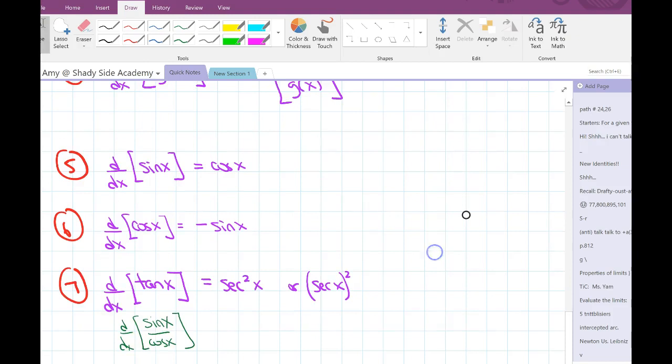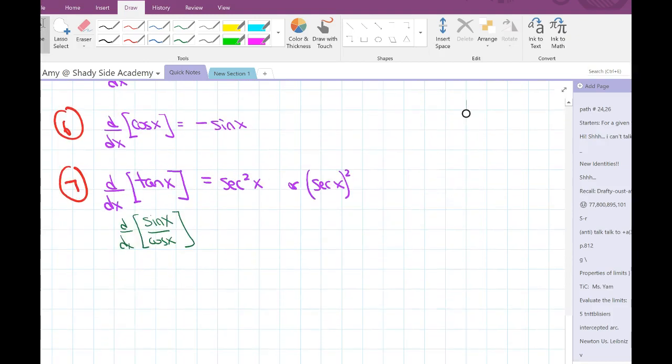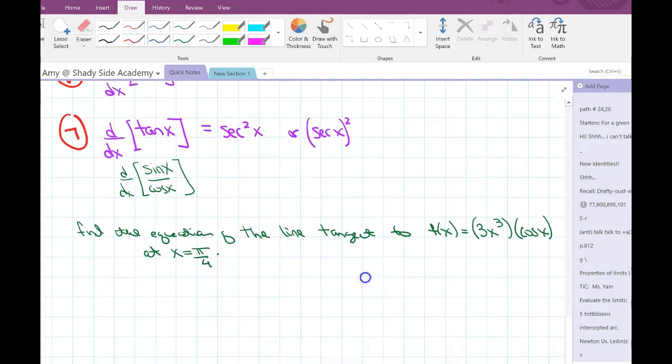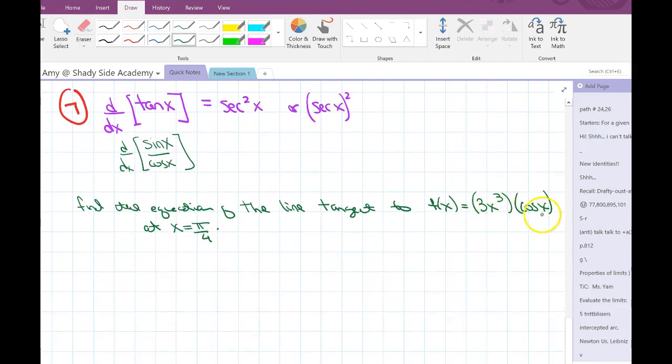All right? Now, let's talk about something like this. Find the equation of the line tangent to this function at x equals pi over 4. As you can see here, we have a product of functions. So we have a product rule, but I also have one of those functions being trigonometric, cosine x. So I'm going to use the product rule in conjunction with a new derivative rule. Go ahead and work on it on your own, and we will meet at the tail end.